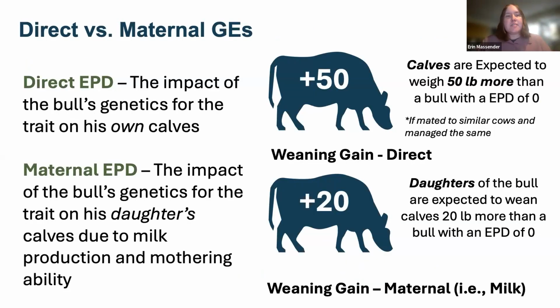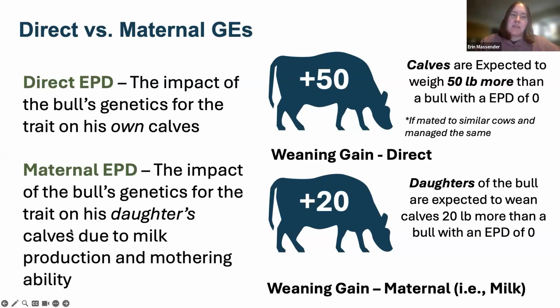When we're looking at GEs, it's important to consider the difference between a direct EPD and a maternal EPD because they're used for two different things. So a direct EPD is the impact of the bull's genetics for a trait on his own calves. So if we have a weaning gain direct EPD of plus 50, that means that calves are expected to weigh 50 more pounds than a bull with an EPD of 0.